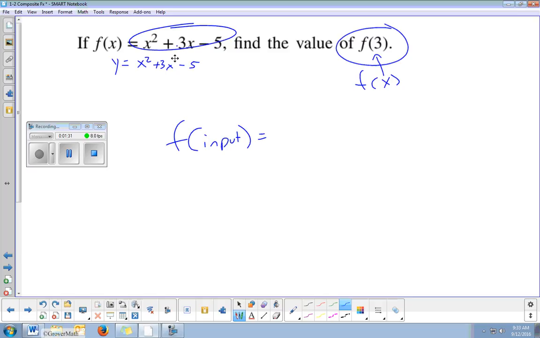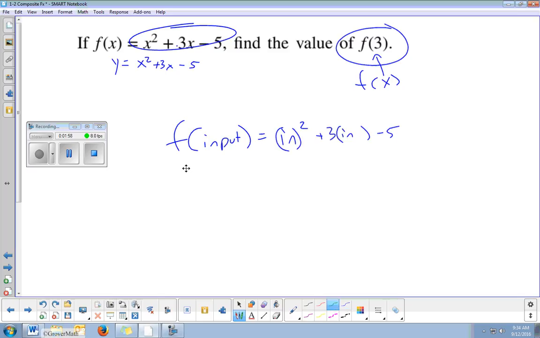So for this function here, the variables represent the input. So this is like the input squared plus 3 times the input minus 5. So if I have f of x, it's x squared plus 3x minus 5. If I have f of q, it'd be q squared plus 3q minus 5. Whatever's in these parentheses, I'm going to square it plus 3 times it and minus 5.